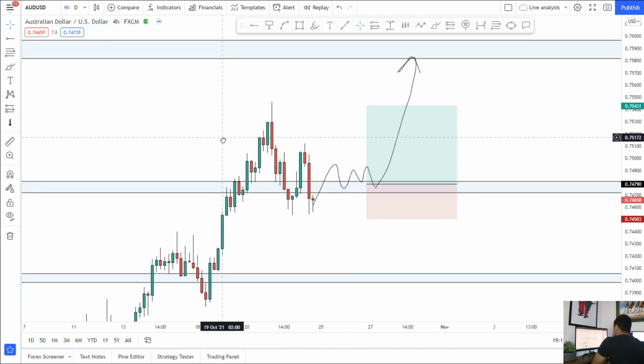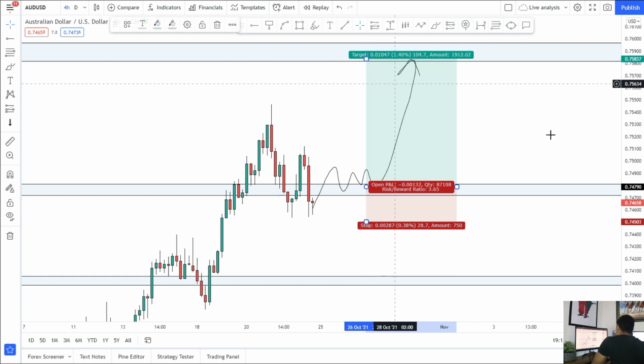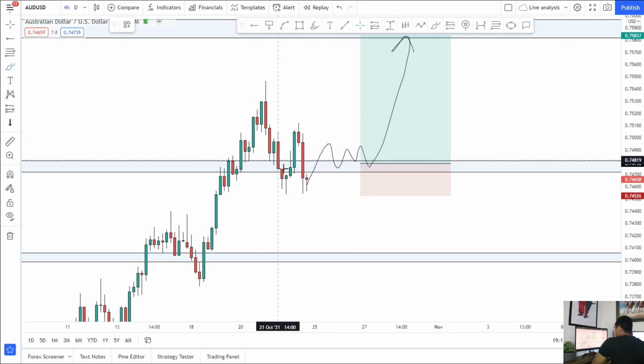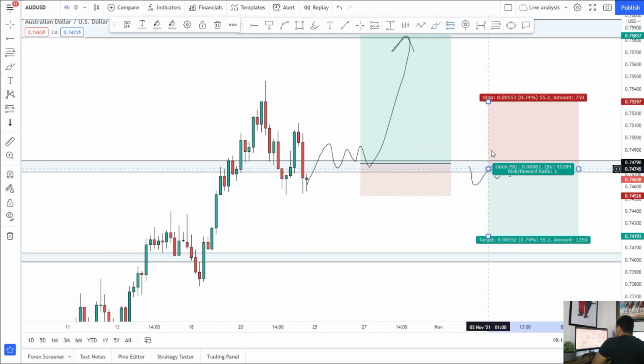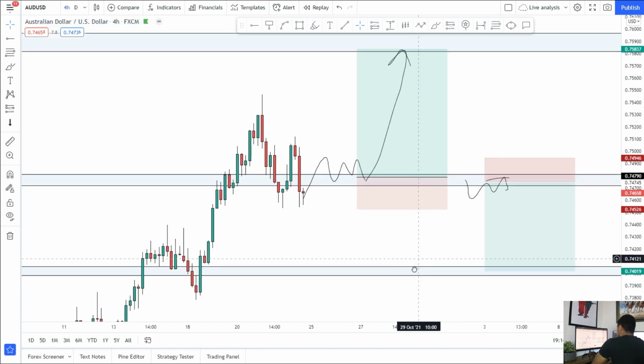This is just the 4H, but if you do break past that level, then we could see a push into around the 0.75900 mark. If not, and we break below and start holding this as resistance, maybe a double top of that resistance, then we'll change the bias to sell, look for a retest of that and a push back down to 0.74.